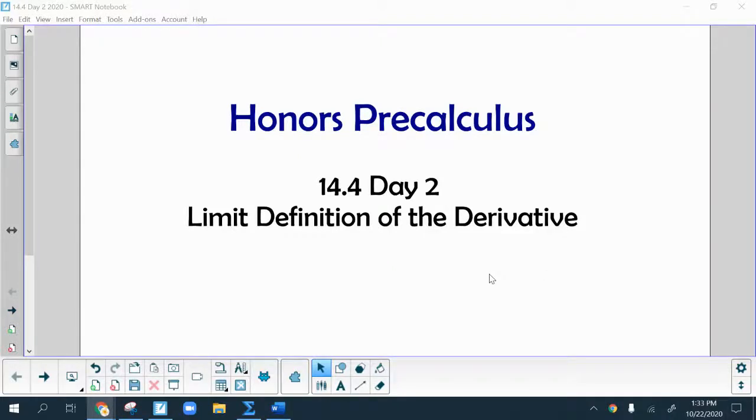Hi everyone. Today we are going to add on to what you learned yesterday about the derivative, or the slope of the tangent line. That's the thing that we focused on yesterday. We're going to learn a new formula today and hopefully get a better understanding of why it works.